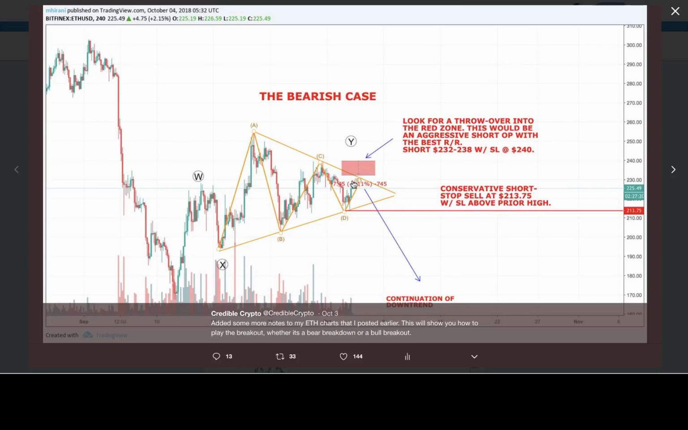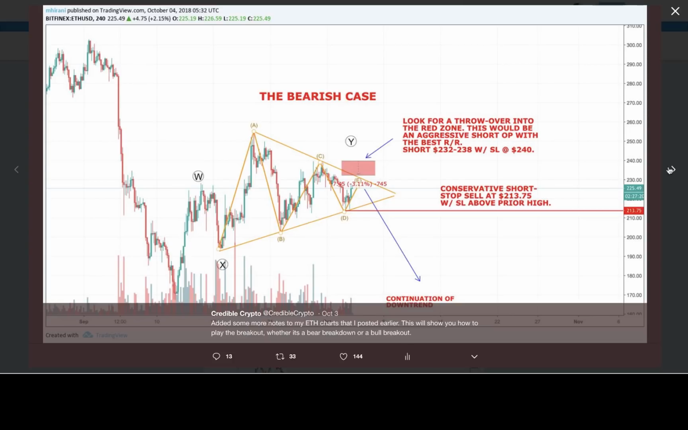The reason for that is because after we complete this E wave, whether or not we overthrow here, we should come crashing down. And once we come crashing down and go below this D wave, it confirms this triangle breakdown. So if you want to be conservative, you can set short sells to activate once we drop below 213.75. So that's the bearish case, and then we continue the downtrend from here.